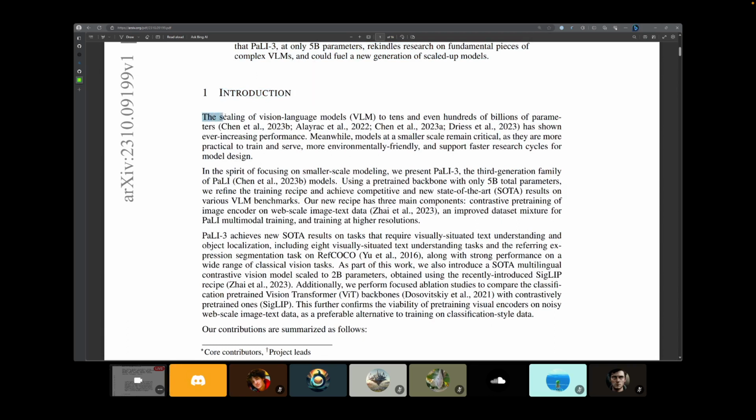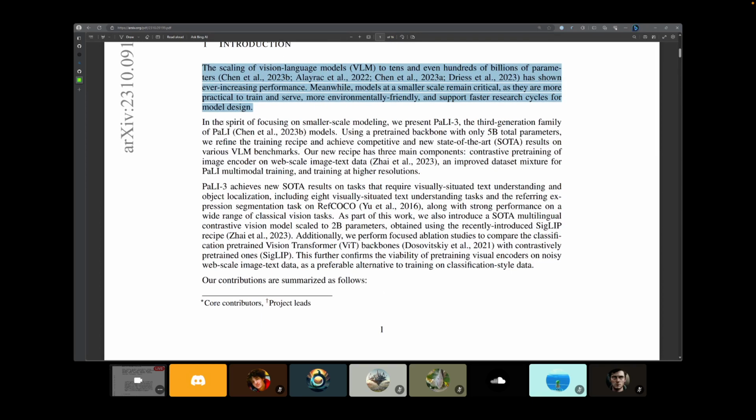Introduction. Scaling of vision language models (VLMs) to tens or even hundreds of billions of parameters has shown ever-increasing performance. Meanwhile, models at a smaller scale remain critical as they are more practical to train and serve, more environmentally friendly, and support faster research cycles for model design. In the spirit of focusing on smaller scale modeling, we present PaLI-3, a third-generation family of PaLI models.